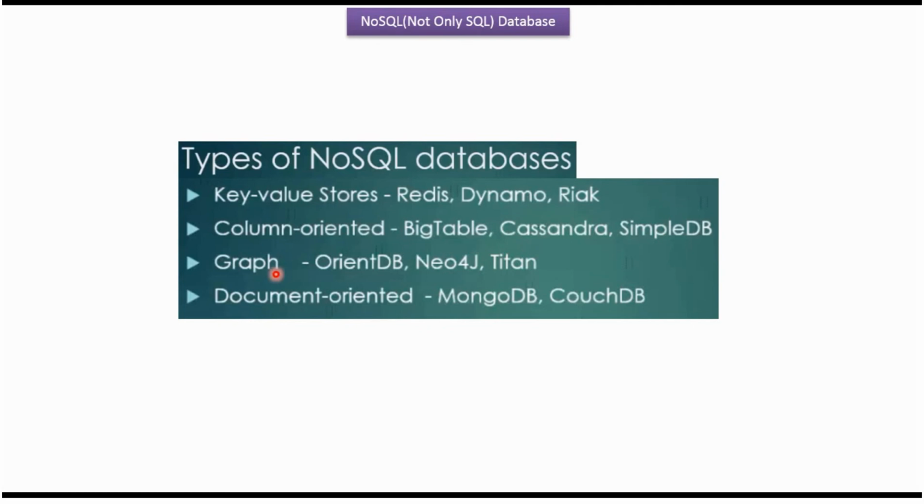The third one is the graph NoSQL database, and in this, data is stored in a graphical manner. Examples are OrientDB, Neo4j and Titan. The fourth one is document oriented. In this database, data is stored in the form of documents. Examples are MongoDB and CouchDB.